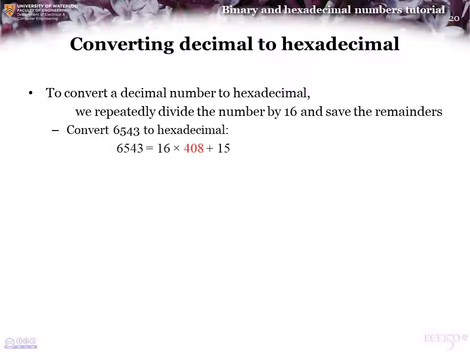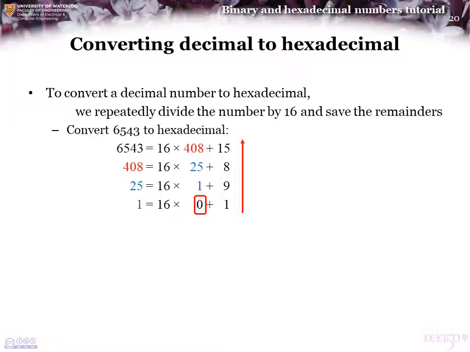6,543 is 16 times 408 plus 15. 408 is 16 times 25 plus 8. 25 is 16 times 1 plus 9. And 1 is 16 times 0 plus 1. Once again, we now stop because this number here is now 0.